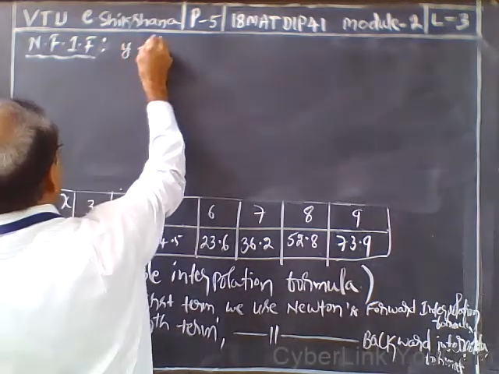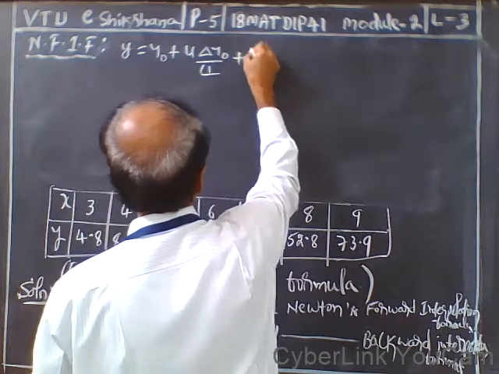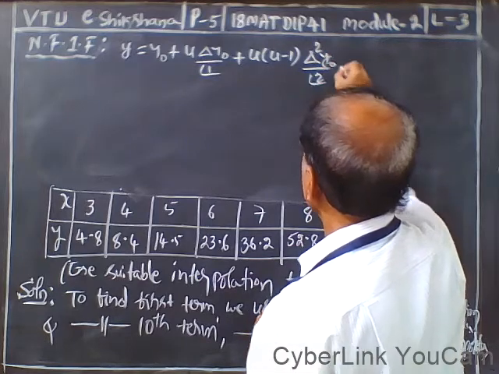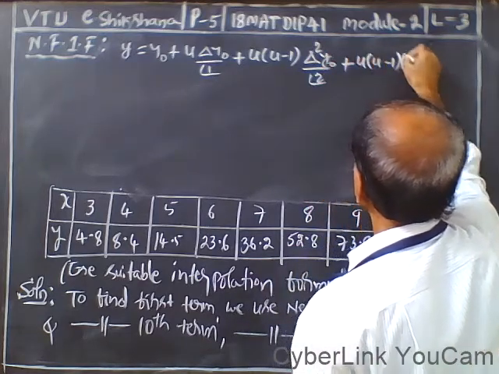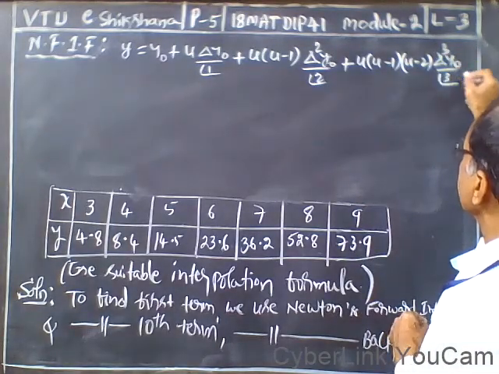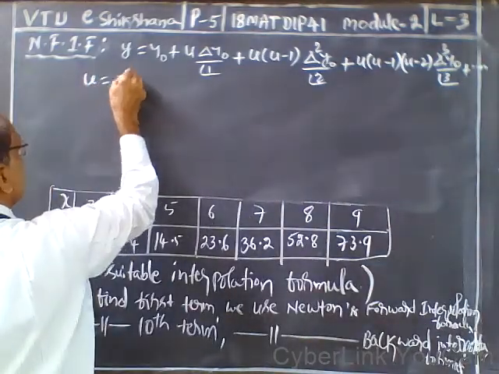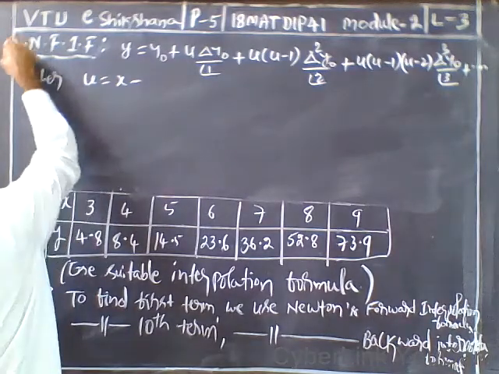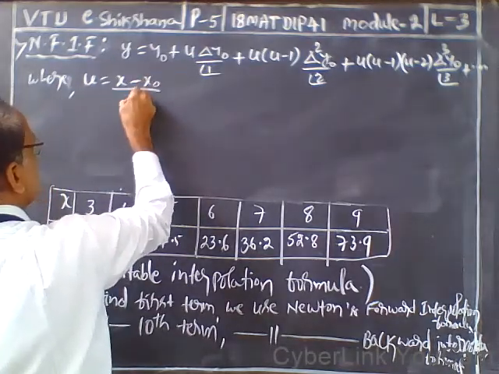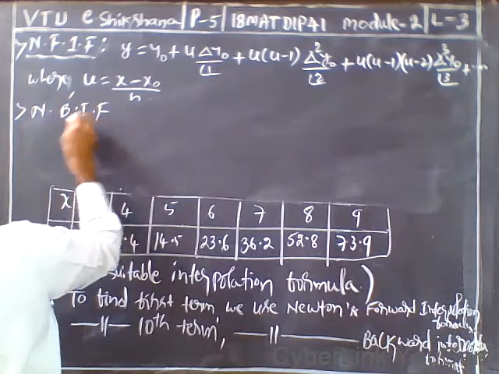y is equal to y naught plus u into delta y naught by 1 factorial plus u into u minus 1 into delta 2 y naught by 2 factorial plus u into u minus 1 into u minus 2 into delta 3 y naught by 3 factorial plus so on. Here u is equal to x minus x naught divided by h.